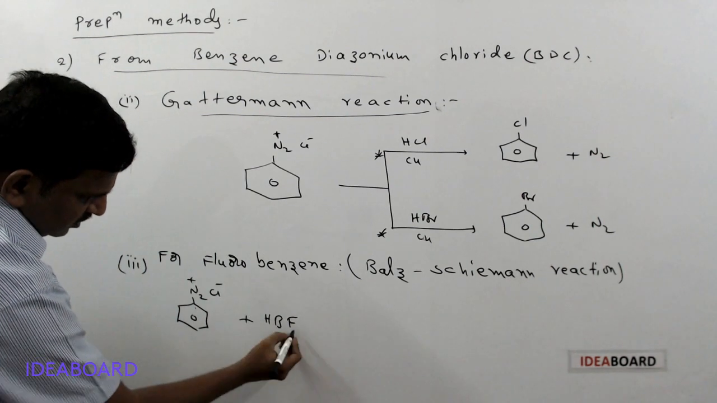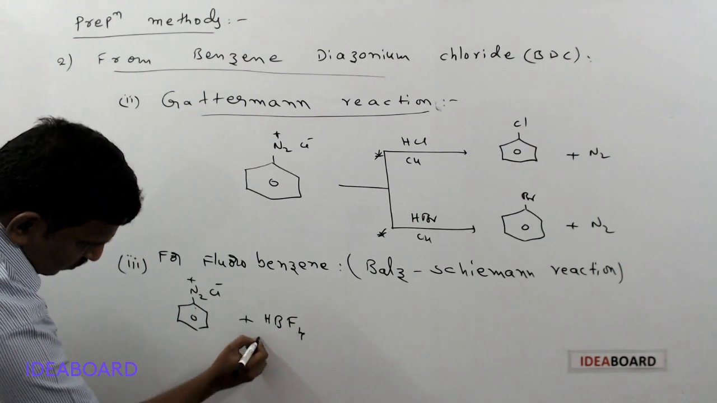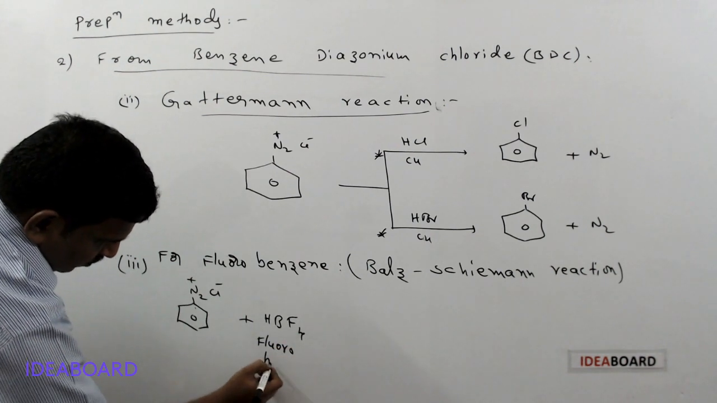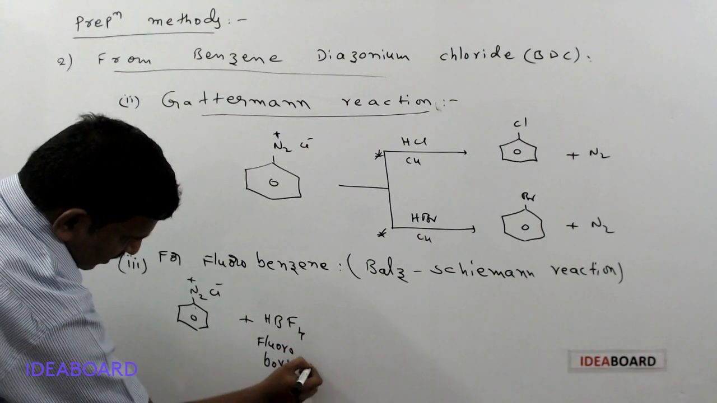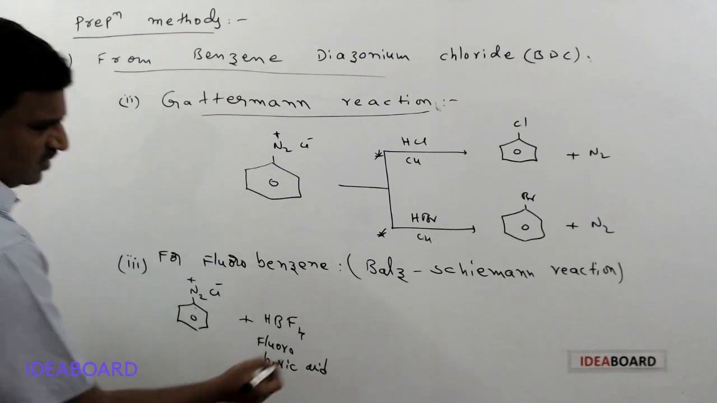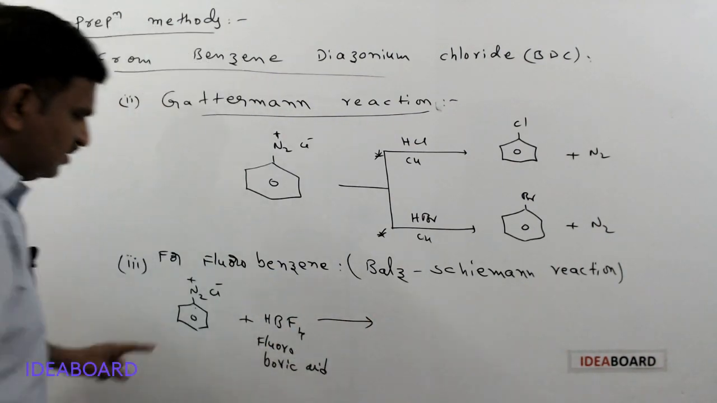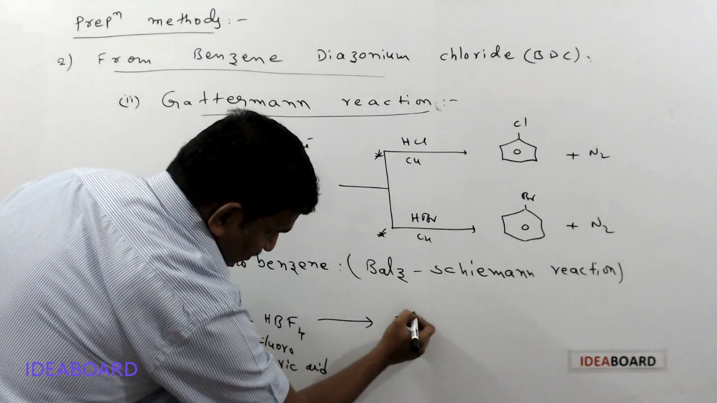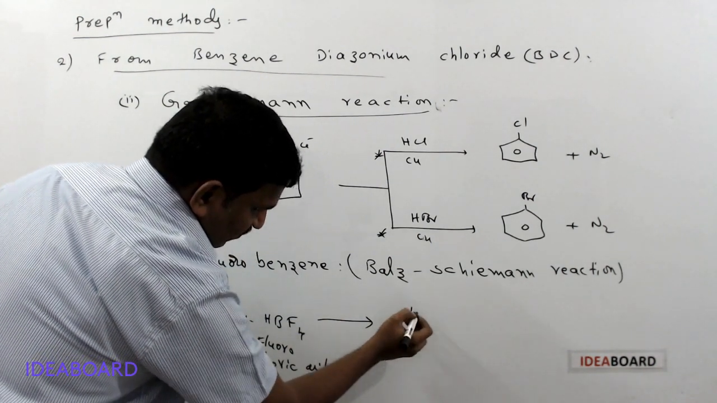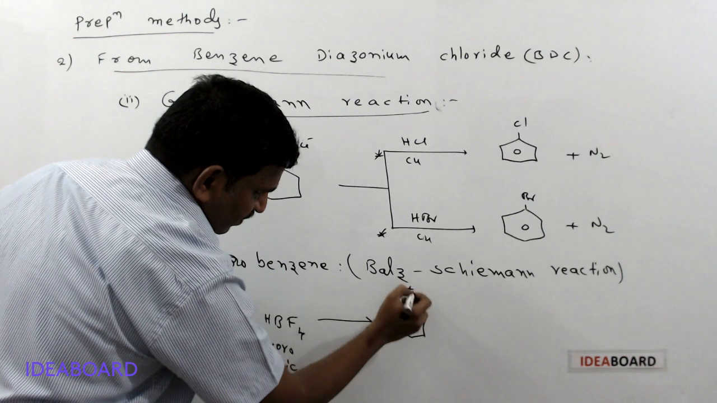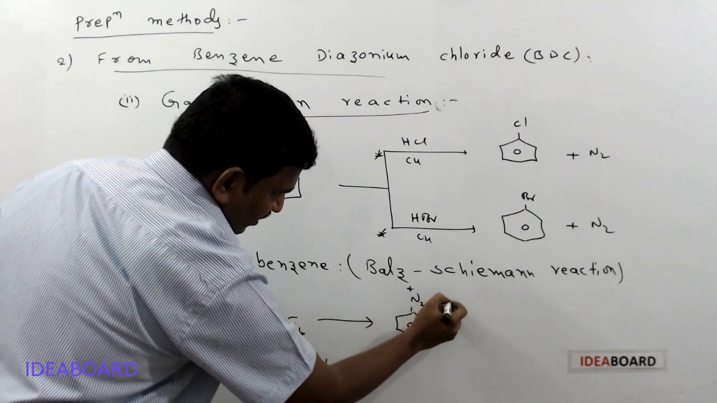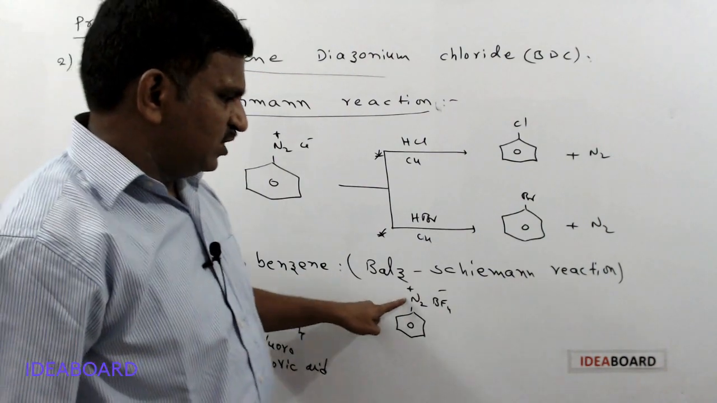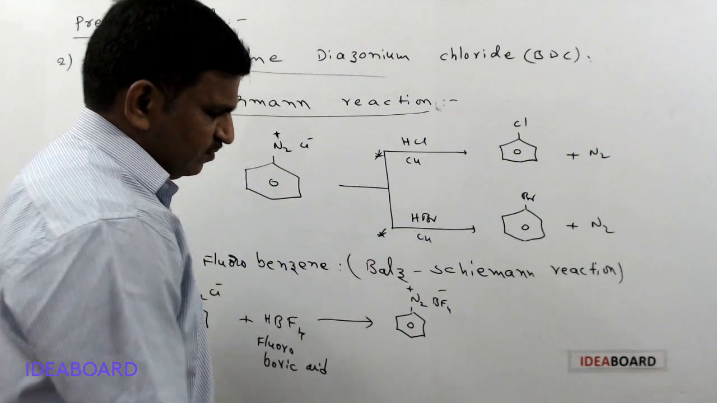HBF4 is called fluoroboric acid. This fluoroboric acid reacts with the benzene diazonium chloride first, forming benzene diazonium fluoroborate, N2+ and BF4-. Benzene diazonium fluoroborate salt is formed.